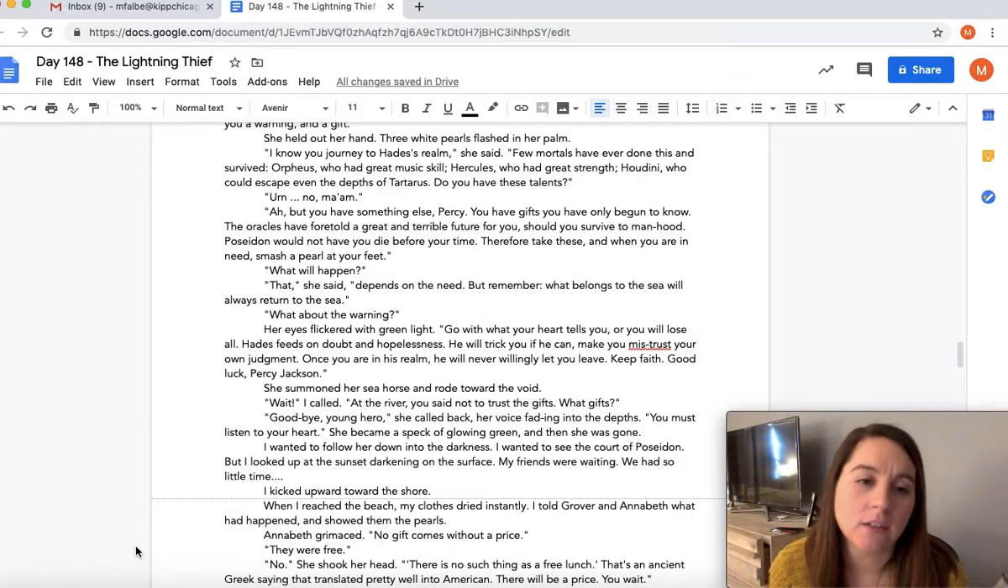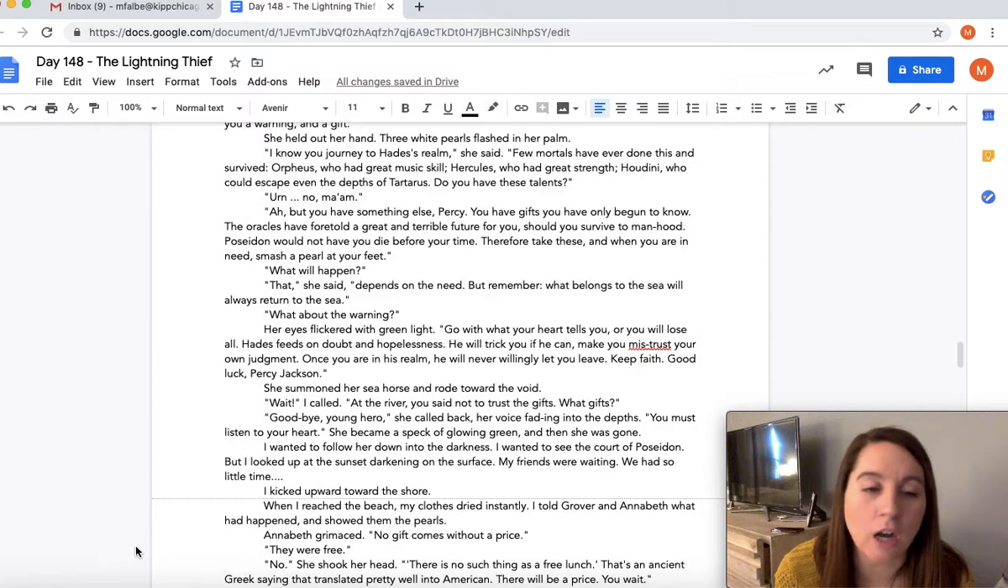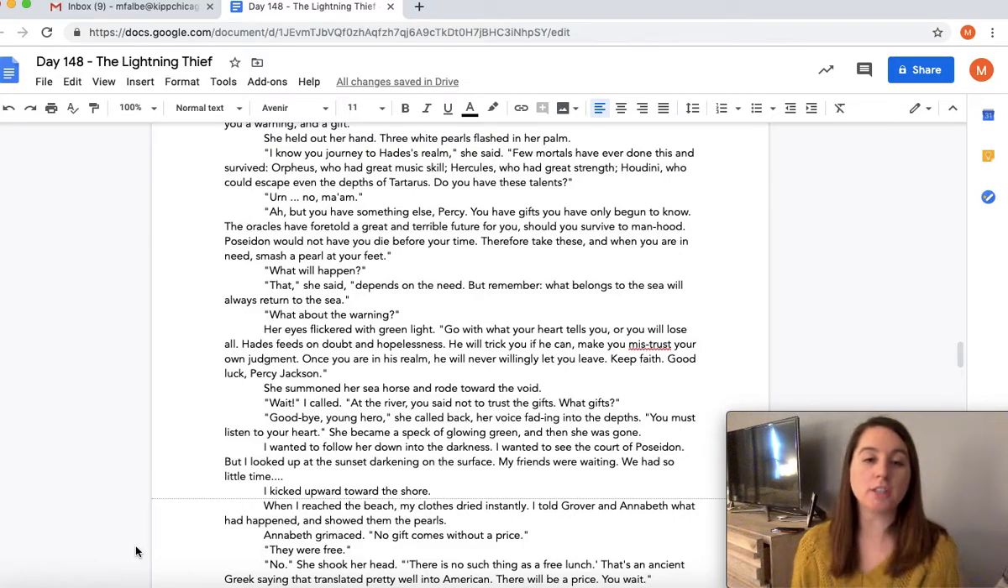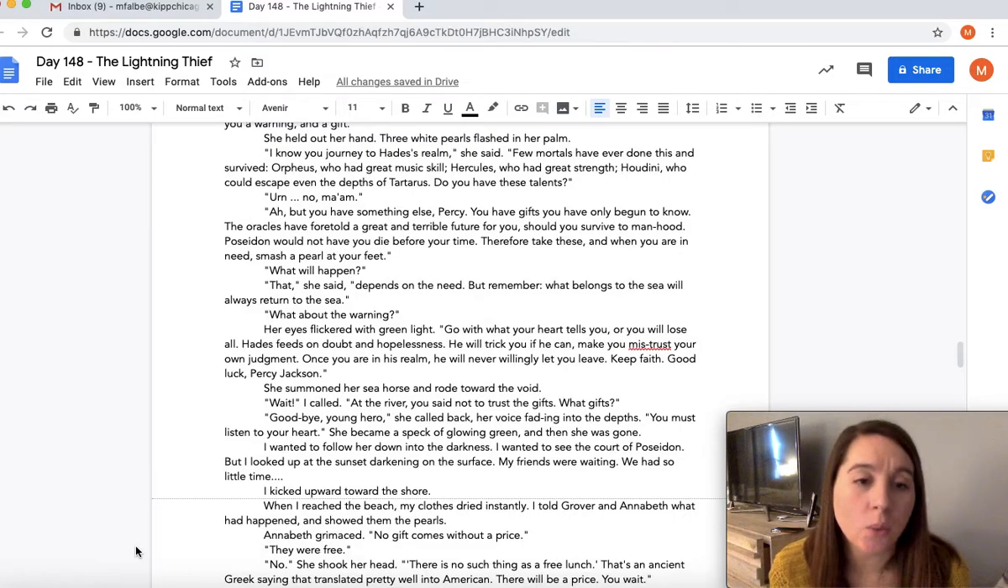"What about the warning?" Her eyes flickered green light. "Go with what your heart tells you, or you will lose all. Hades feeds on doubt and hopelessness. He will trick you if he can. Do not mistrust your own judgment. Once you are in his realm, he will never willingly let you leave. Keep faith. Good luck, Percy Jackson." She summoned her seahorse and rode toward the void. "Wait!" I called. "At the river you said not to trust the gifts. What gifts?" "Goodbye, young hero," she called back, the voice fading into the depths. "You must listen to your heart." She became a speck of glowing green, and then she was gone.